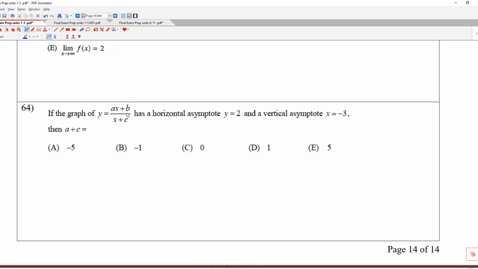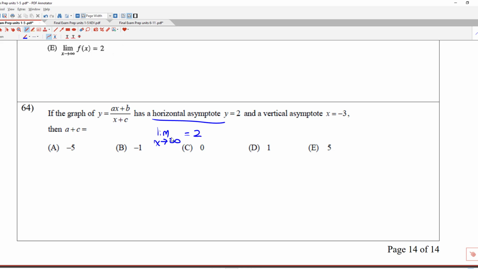Number 64. This thing has a horizontal asymptote and a vertical asymptote. I have to find the values of A and C. Okay, so what does it mean to have a horizontal asymptote? The definition is where I take the limit as x approaches infinity, and I will get the value of the horizontal asymptote, which is 2. So let's take the limit as this thing goes to infinity.